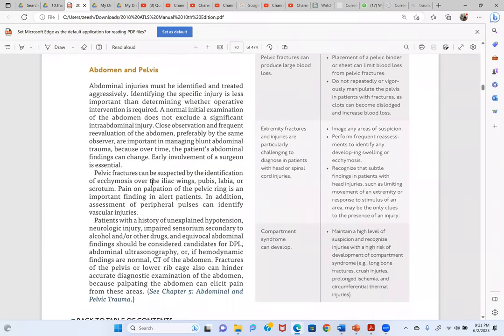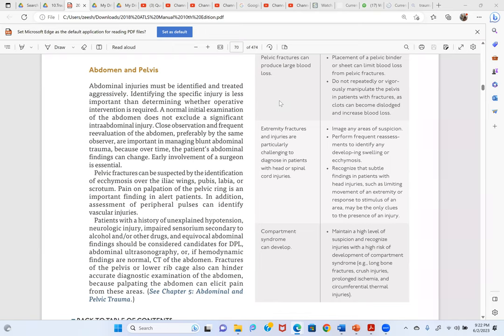Okay. So abdominal injuries, abdomen and pelvis. Identifying the specific injury is less important than determining whether operative intervention is required. A normal initial examination does not exclude a significant intra-abdominal injury. As I mentioned in my initial discussion, it is very important, because maybe in the initial observation you did not find any abdominal distension, or even in an obese patient you will not be able to appreciate whether the bleeding is going on.